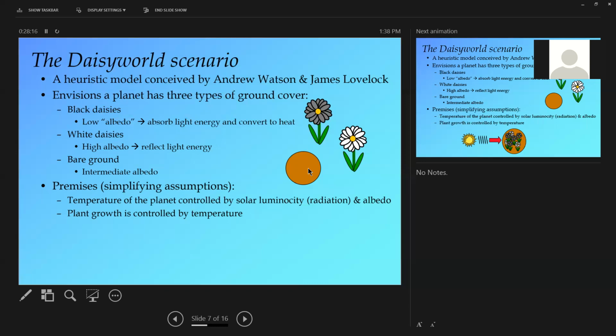You have light energy coming in from the sun. A lot of that light energy is just reflected out by cloud cover. If it makes it through the clouds and reaches the ground, different surfaces on the ground have different albedos. They have different degrees of absorption and reflection.